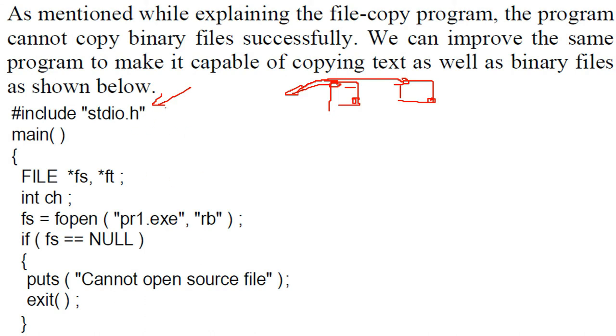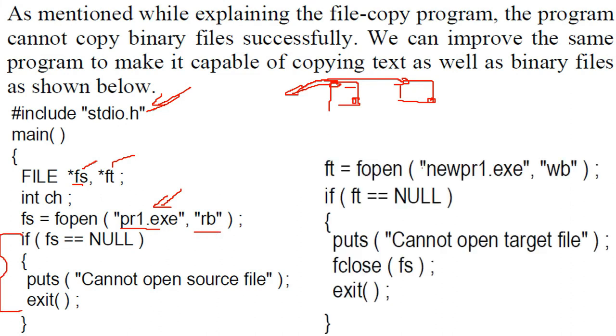We have stdio.h, we have two FILE pointers, this is source, this is target. Now we are opening an exe file. Please understand, this is an exe file. So we are opening it in rb, read binary. If it is not opened, we say okay, we come out. Otherwise we open the target one, which is also an exe file, but it is a write binary file. Again, we check for its existence or any other problem.